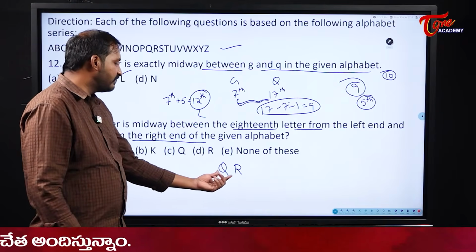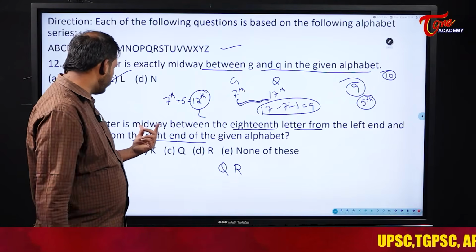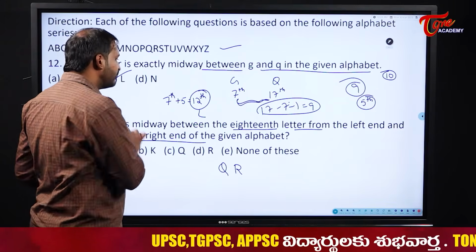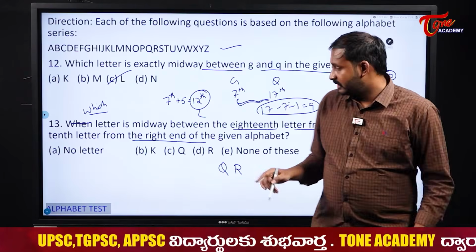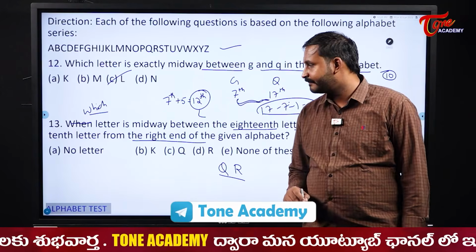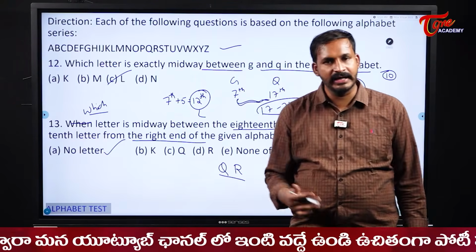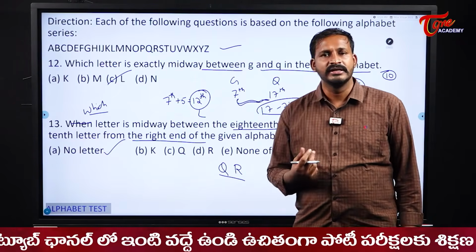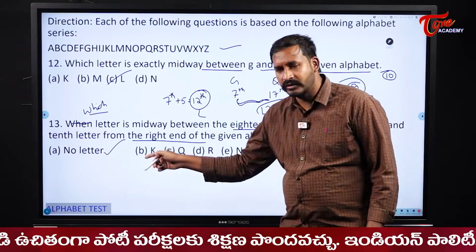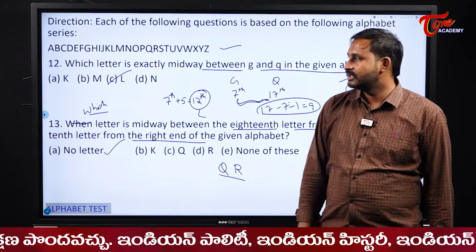So, will there be any letter between Q and R? What they are asking is which letter is midway between the 18th letter from the left hand and the 10th letter from the right hand. Between Q and R, do we have any alphabet? No, right? So our answer here becomes no letter. There will be no letter midway between Q and R. Not none of these; here we have the option no letter. So that is the reason we are marking it. Instead of no letter, if you had any other option, then we would have written our answer as none of these. Understood? Right? Next one.